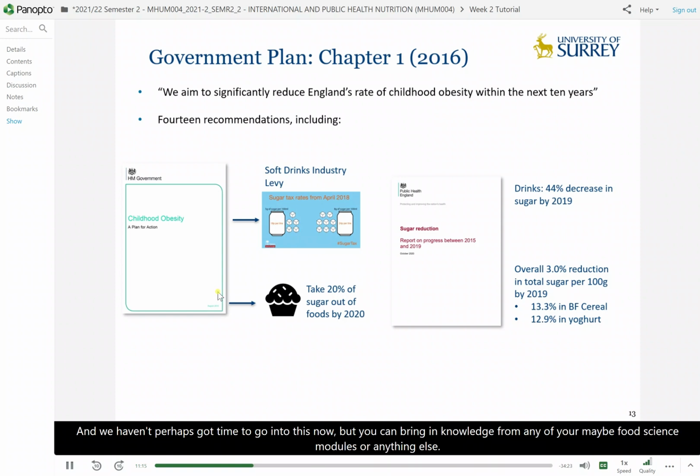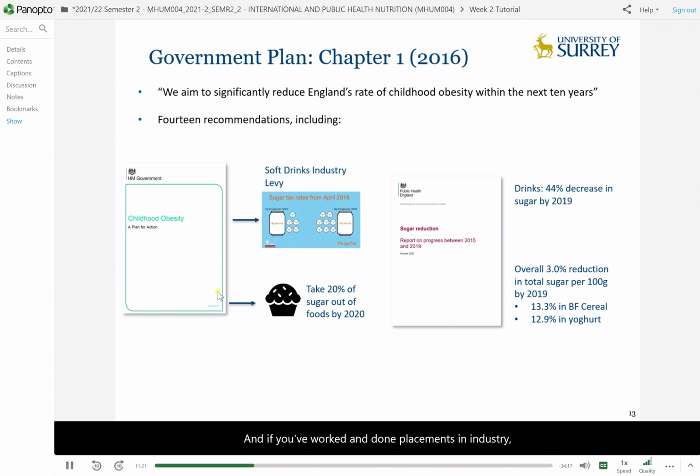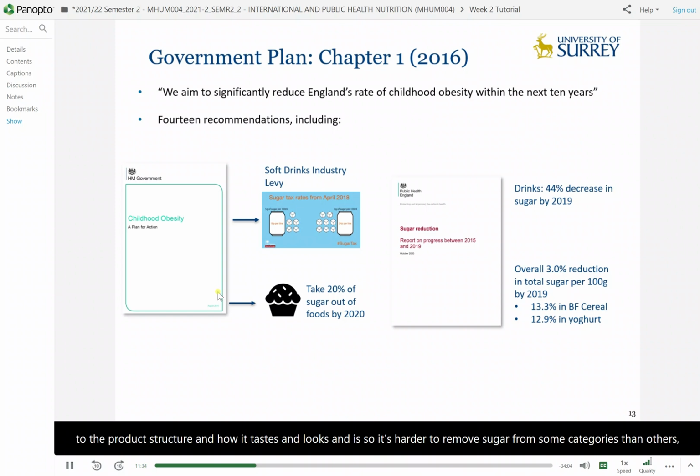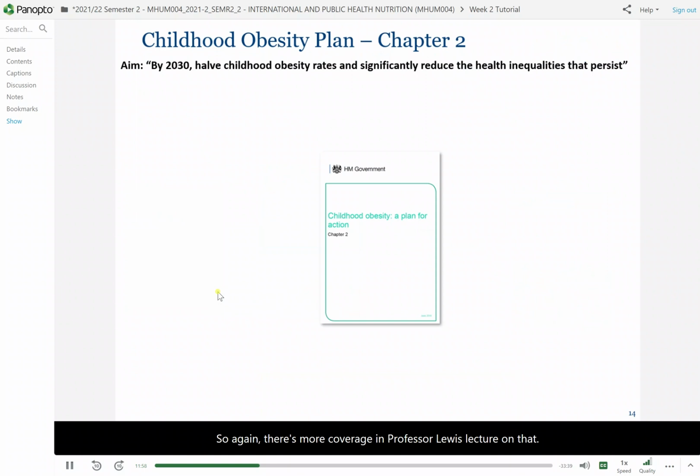And we haven't perhaps got time to go into this now, but you can bring in knowledge from any of your food science modules or anything else, if any of you have done placements in industry. Some categories of food are perhaps easier to change the sugar content than others, because sugar is there in the food and makes a difference to the product structure and how it tastes and looks. So it's harder to remove sugar from some categories than others, which is relatively easy. So, for example, in soft drinks, it's easier to take that out and replace it with a sweetener than it is in other categories where sugar has properties other than just taste. So again, there's more covered in Professor Levy's lecture on that.